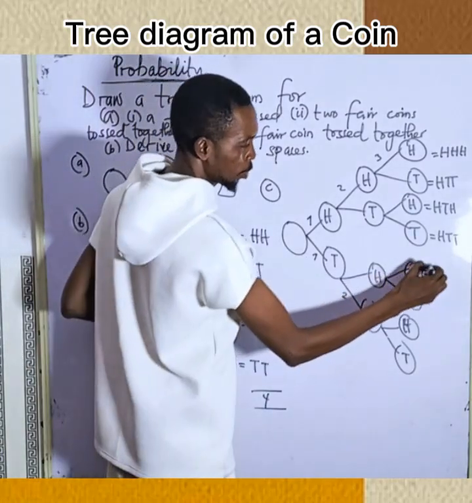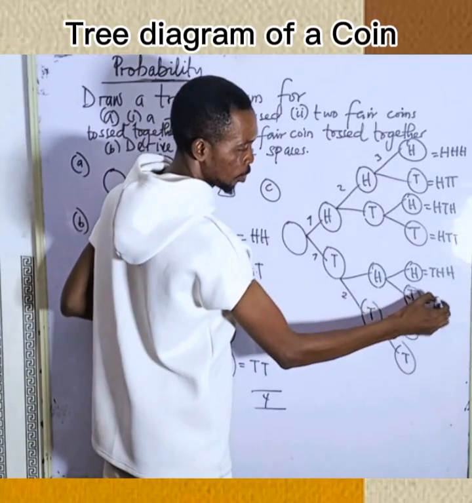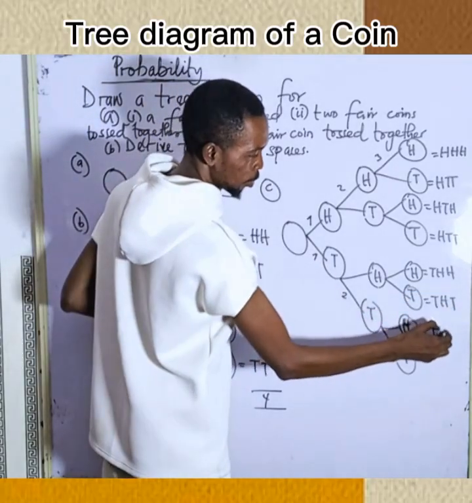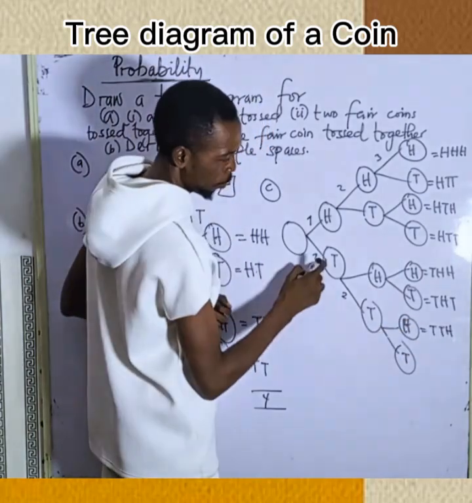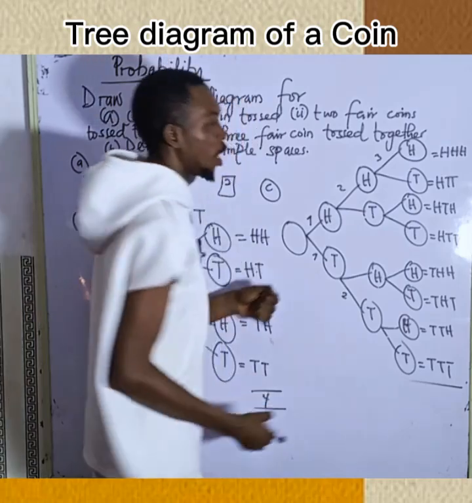Tail, head, head. Tail, head, tail. Then we have tail, tail, head. Then we have tail, tail, tail. So let's count the total outcome.